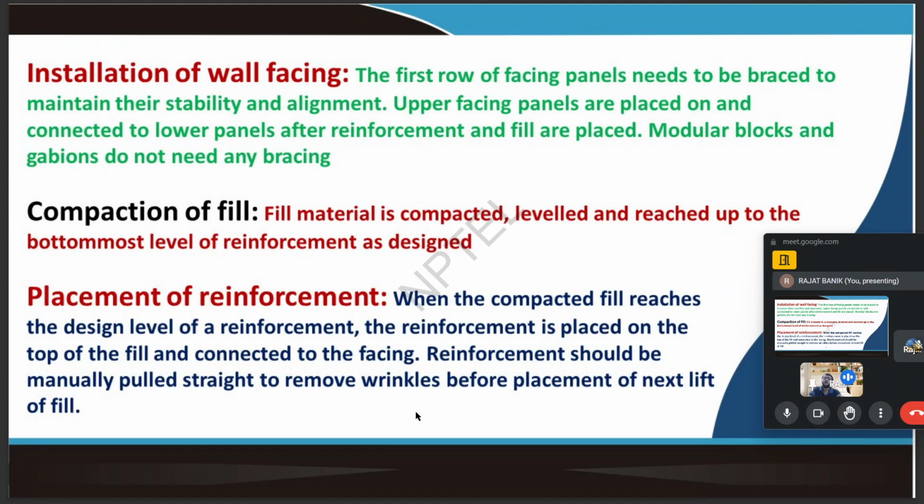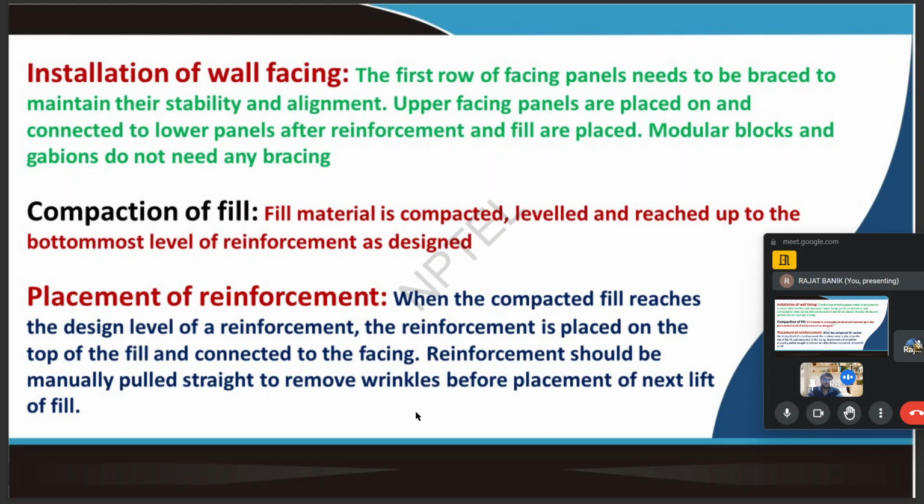Then installation of wall facing. The first row of facing panels needs to be braced to maintain their stability and alignment. Upper facing panels are placed on and connected to lower panels after reinforcement and fill are placed. Modular blocks and gabions do not need any bracing. Then compaction of fill. Fill material is compacted and leveled up to the bottommost level of the reinforcement, as designed.